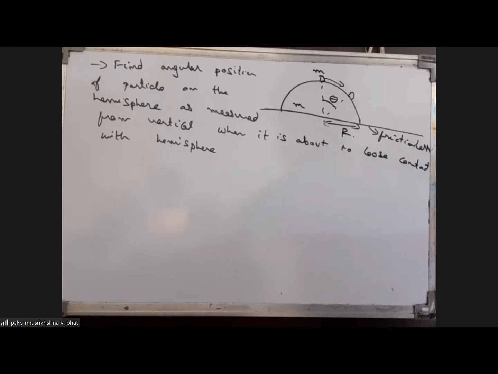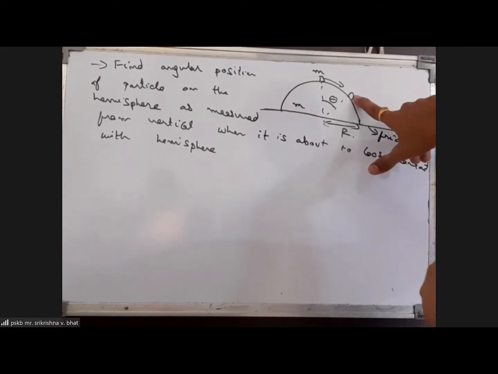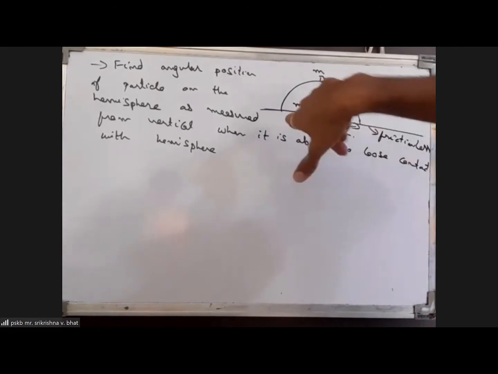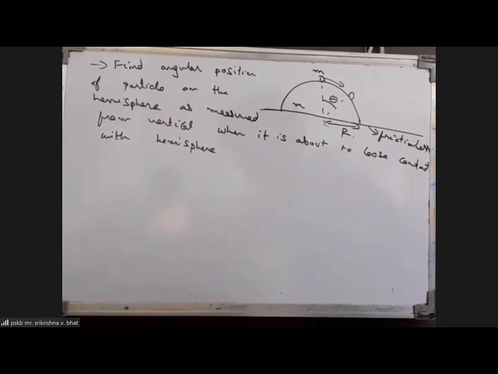So mg cos theta should be equal to mv square by r, but it will not be mv square by r. It should be m v relative square by r. So v is different and v relative is different here. v means the velocity of this mass with respect to ground. v relative means velocity with respect to the hemisphere. These are not the same. So you should equate mg cos theta to m v relative square by r to get that condition.